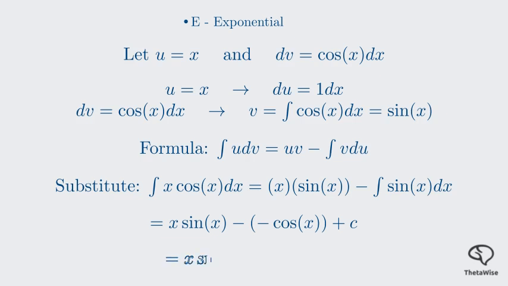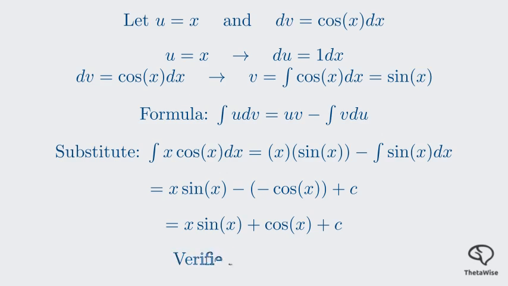Simplifying, a negative times a negative is a positive. So our final answer is x sin x plus cos x plus c. Let's check with the memo. The memo confirms our result. Verified using memo. Our third example presents another case of an algebraic and trigonometric product.